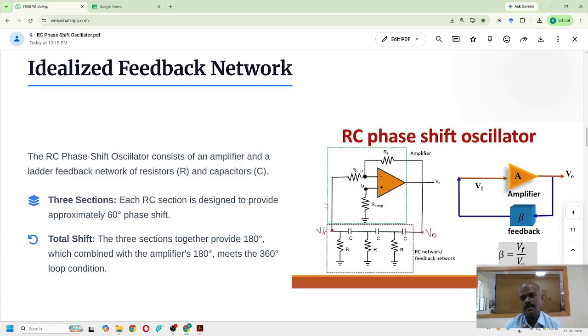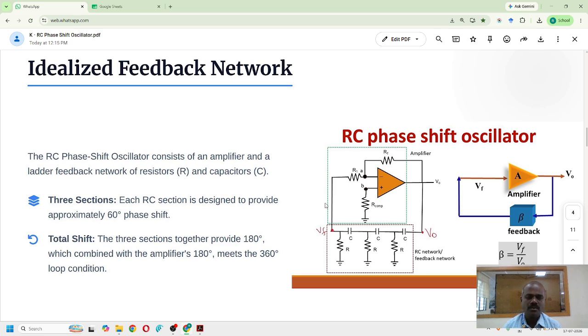So first we will take a feedback network. We can classify an oscillator into two parts. One part is called the amplifier path, and another part is called the feedback path. In the RC phase shift oscillator, the feedback path has some resistor and capacitor combination. This is going to generate some oscillation, and it is also going to generate some phase shift. The amplifier part is just to amplify, and the feedback path is responsible for oscillation.